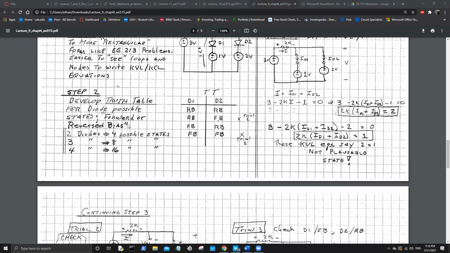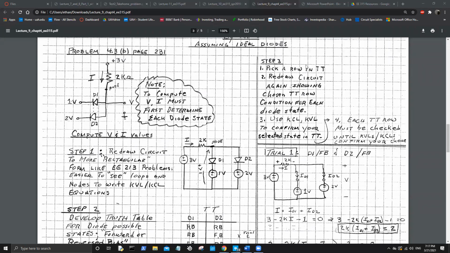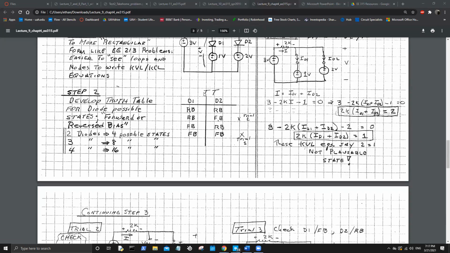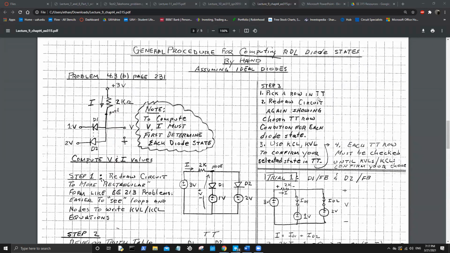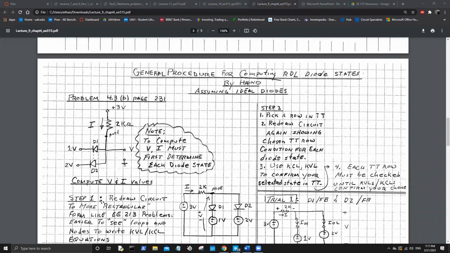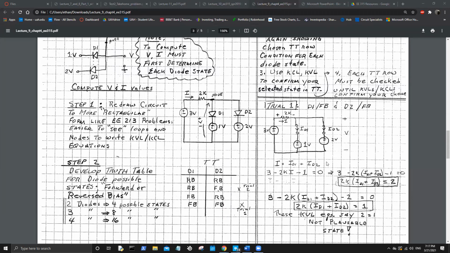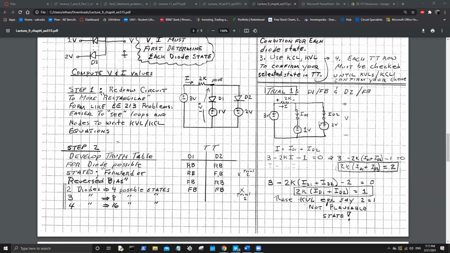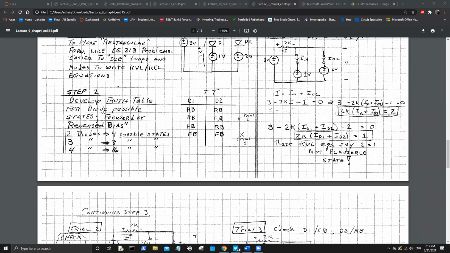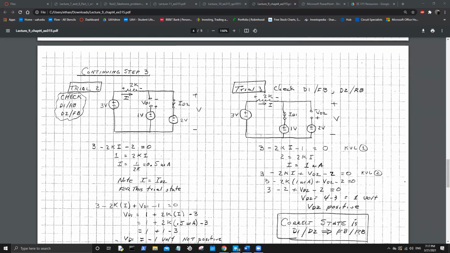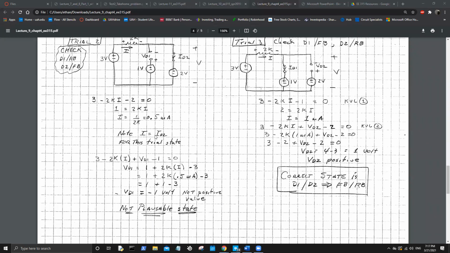All right. We have 4 possible states here. Cool. Pick a row in this thing. Does this stand for truth table by any chance? Yes, TT. Then use this stuff on your thing to doodle. So this is them both on, and it doesn't work. Cool. This is D1 is off, D2 is on. This one does not work.